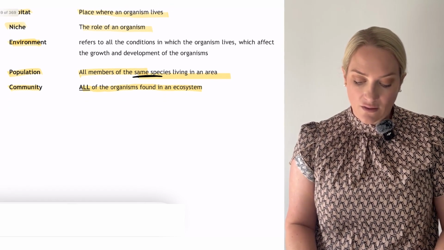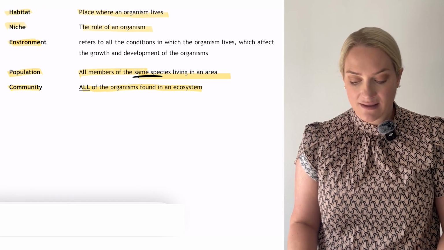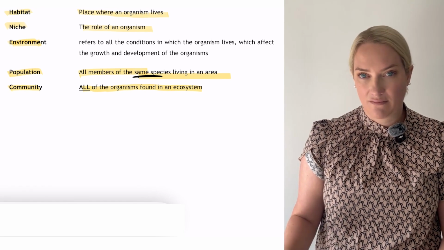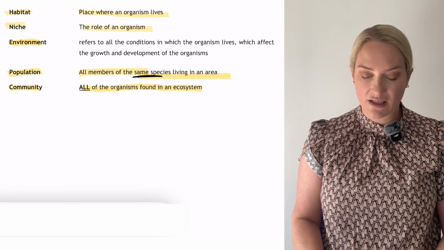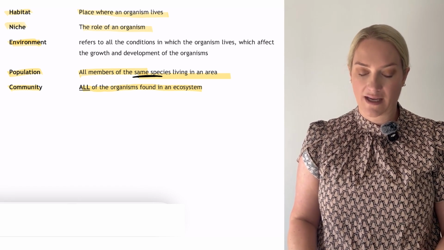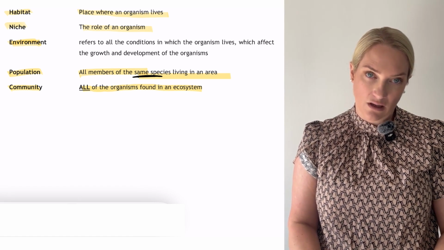Population is all members of the same species living in an area. The word same has to be there, very important. Community is all the organisms found in an ecosystem. So the word all has to be there.